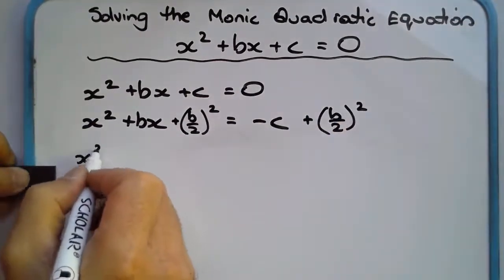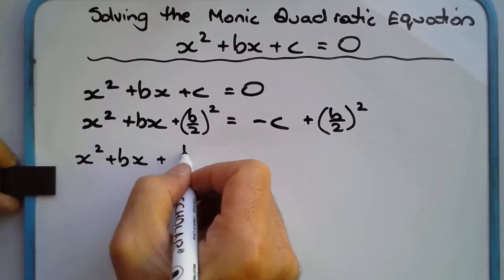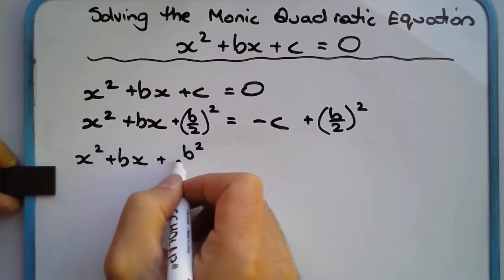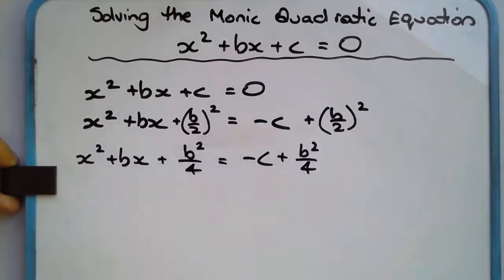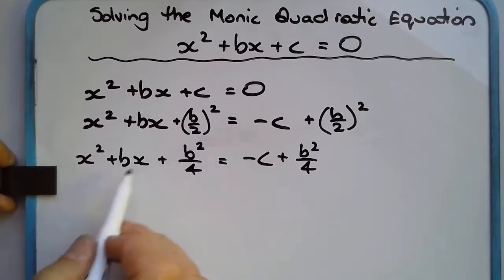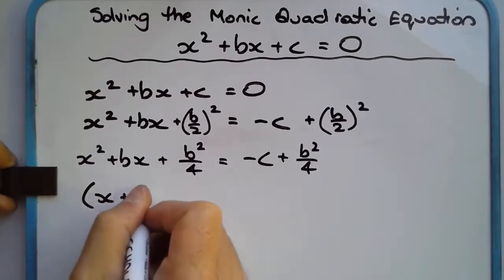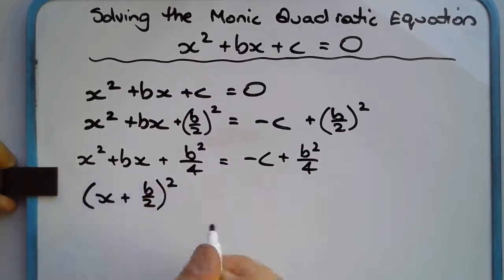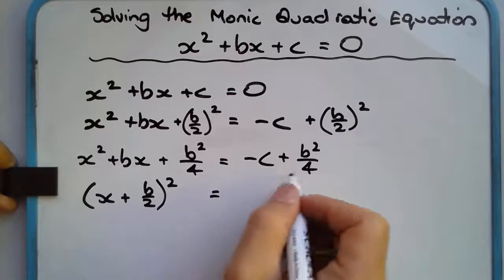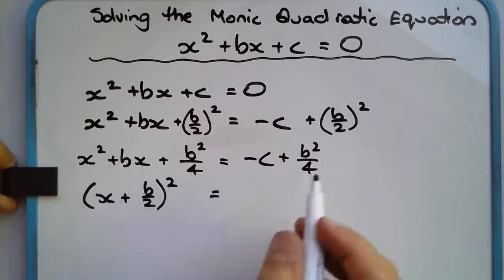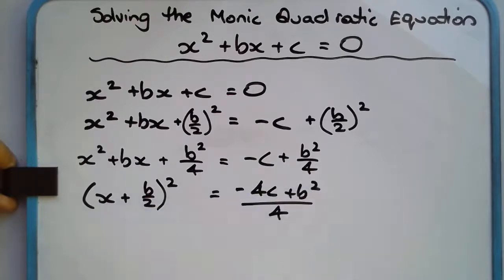Let's clean this up a little so it looks neater. That's b squared on 4, is equal to negative c plus b squared over 4. Now the left-hand side can be expressed as a perfect square: x plus b over 2 squared is equal to negative c plus b squared on 4. I'm going to express it as a fraction with a common denominator of 4. So that's negative 4c plus b squared over 4.